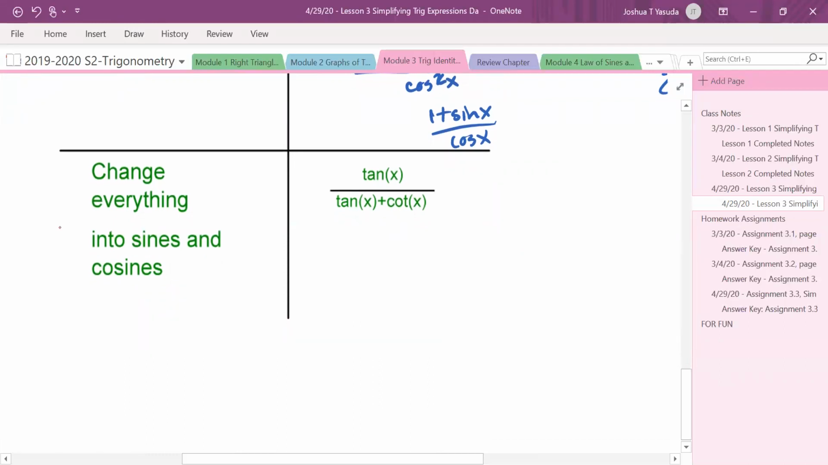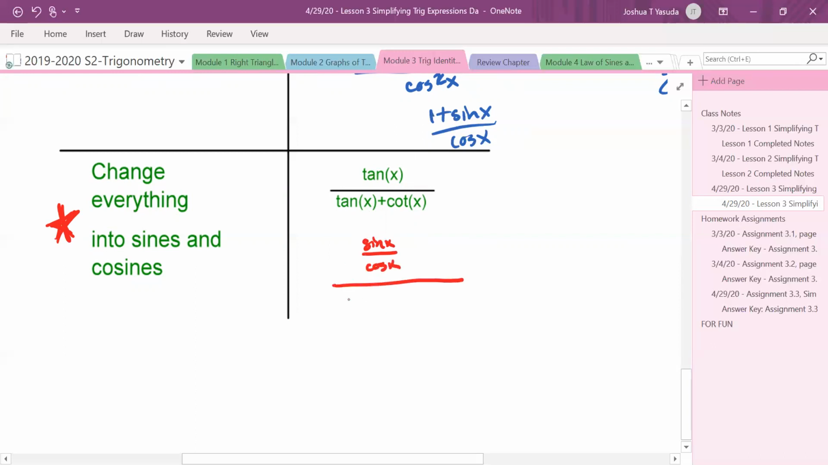One thing that always works, but it's never the best thing, I shouldn't say never the best thing, it is sometimes the best thing. It works fine, but it can make the problem really long. But it works, and it's a good strategy, especially if you don't remember a lot of stuff. One of the things is you can change everything into sines and cosines. Like tangent can become sine of x over cosine of x.